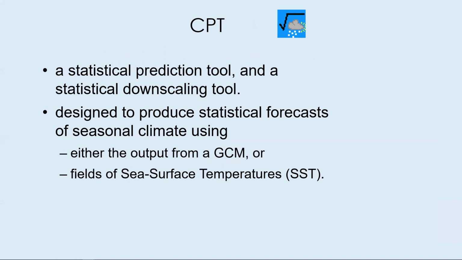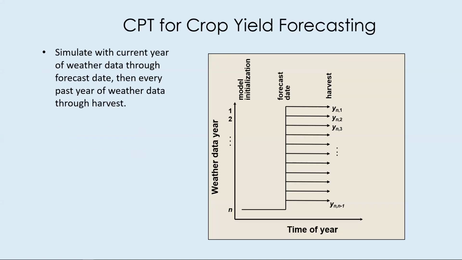This is a statistical prediction tool, but it is also used for statistical downscaling. It is designed to produce statistical forecasts, either using GCM outputs or sea surface temperatures. In our case, we will see how to use sea surface temperatures. Very briefly, here is how we do the yield forecast using CPT and the crop modeling approach.